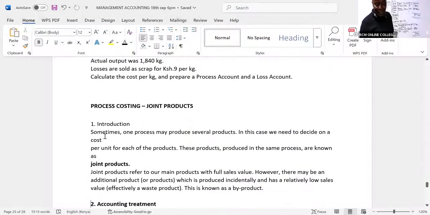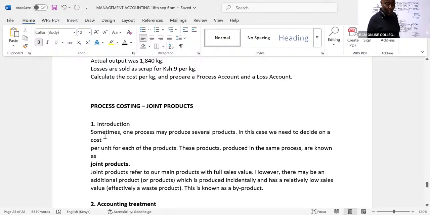I'm pushing this syllabus in a very, very excellent way. Process costing, joint products. After joint products, this week, we shall be able to finish with closing work in progress and opening work in progress.